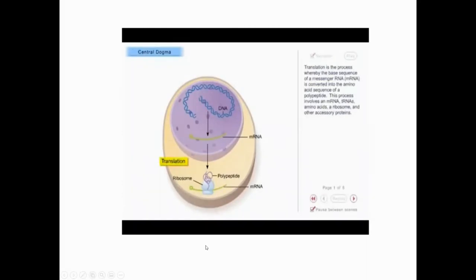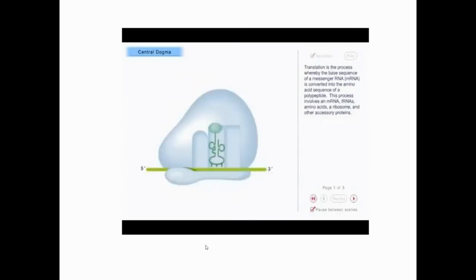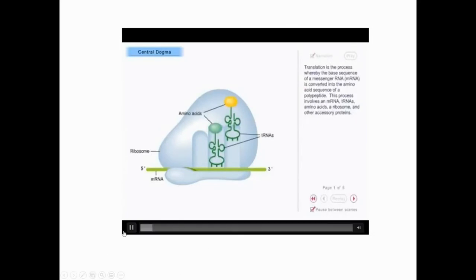Translation is the process whereby the base sequence of a messenger RNA is converted into the amino acid sequence of a polypeptide. This process involves an mRNA, tRNAs, amino acids, a ribosome, and other accessory factors. Here is the small subunit, 30S, and here the large subunit, 50S. We have 16S ribosomal RNA in the small subunit and 23S ribosomal RNA in the large subunit.